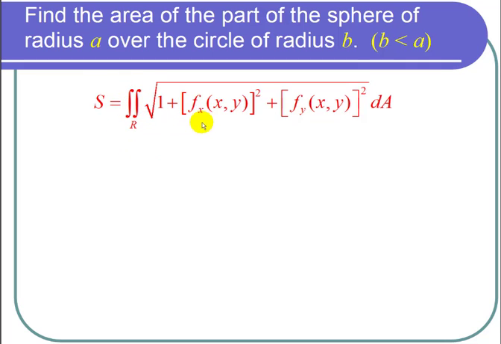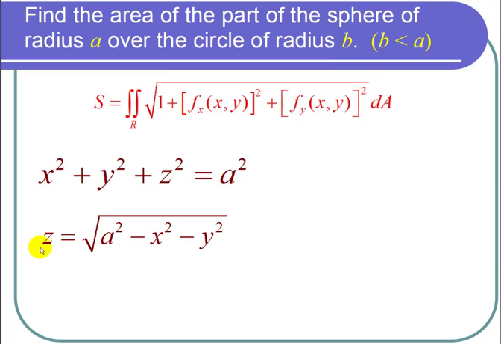of 1 plus f sub x squared plus f sub y squared dA. So we need to find f sub x and f sub y, and we have a sphere as our surface. And the equation of a sphere of radius a is x squared plus y squared plus z squared is equal to a squared. I can solve for z and get that z is equal to the square root of a squared minus x squared minus y squared. There's no plus or minus because we're over the circle, not under it.